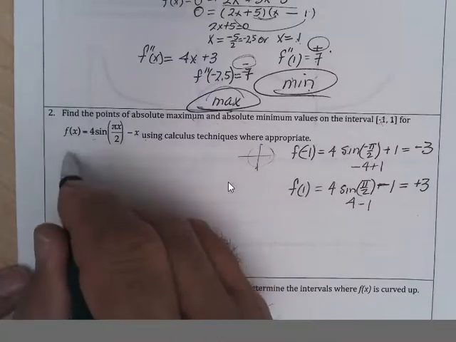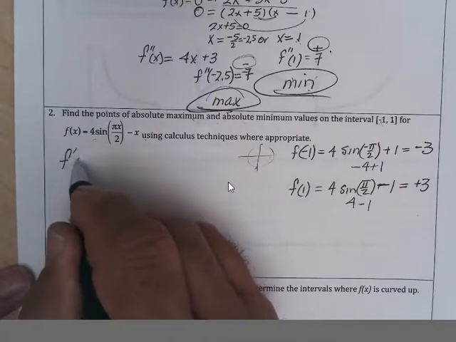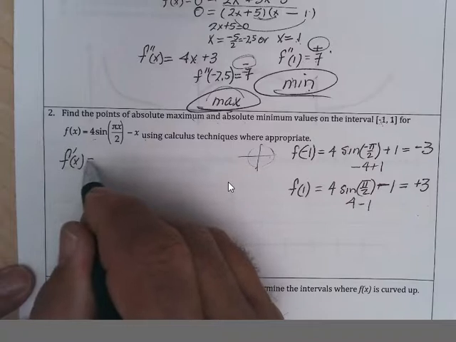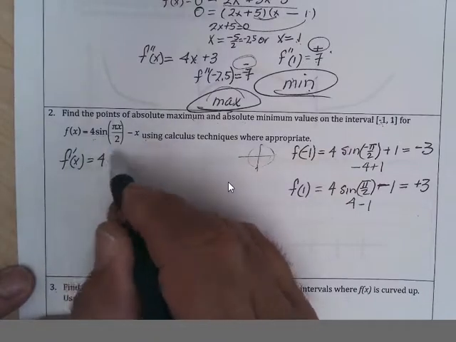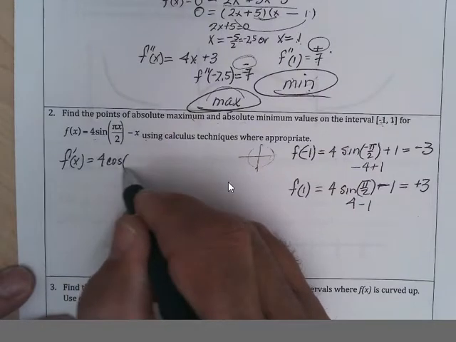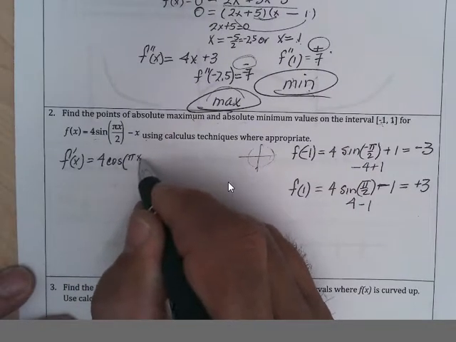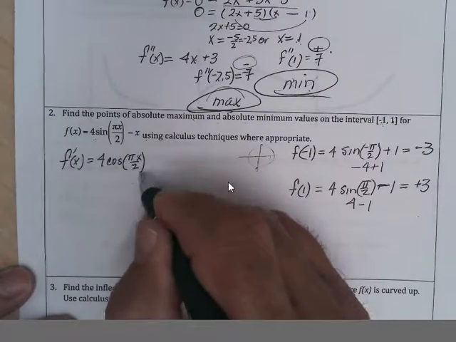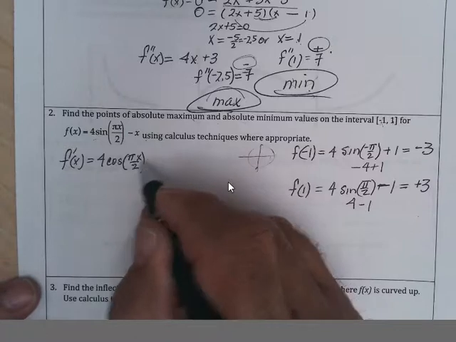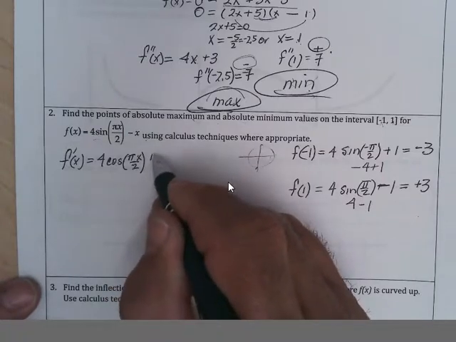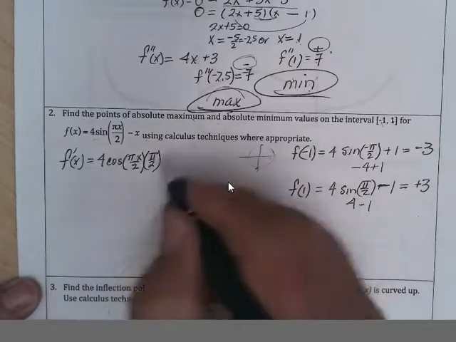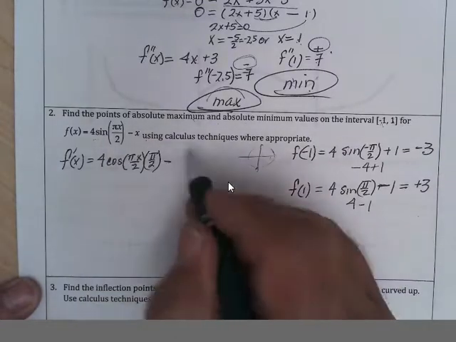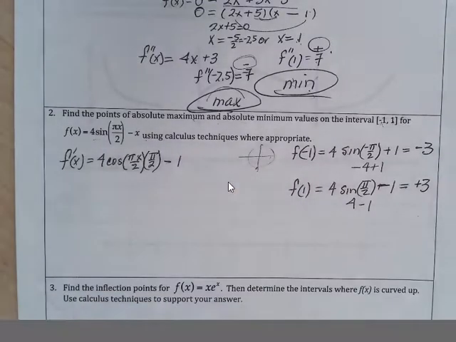So I got to take the derivative to find critical values. And the derivative of 4 times something, it stays 4. Derivative of sine of something is the cosine of that something, times the derivative of the inside, which is pi over 2, minus the derivative of x, which is 1. So I'm trying to set this equal to 0.